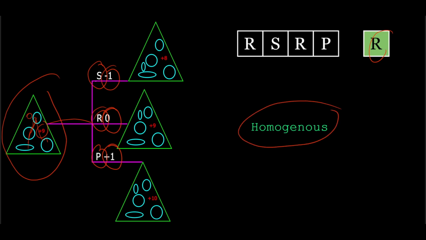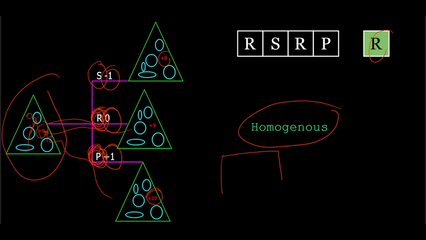Notice that all the ellipses in this triangle will now behave identically, that is they are homogeneous, because if Bob has played scissors in any of these ellipses, the score of all of these ellipses would reduce by 1 and it would become 8. Similarly, if Bob plays rock, then the score of all of these ellipses would remain the same, and if Bob plays paper, then the score of all of these ellipses would increase by 1.